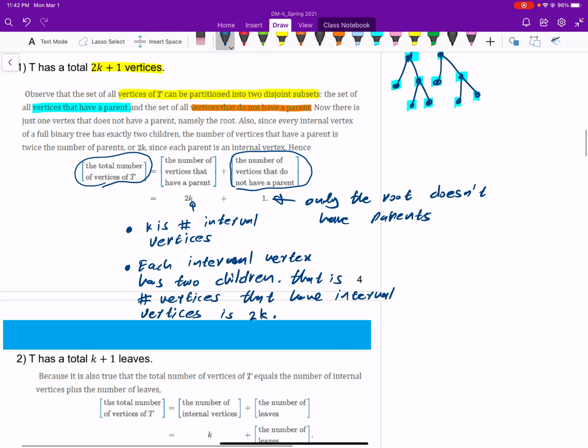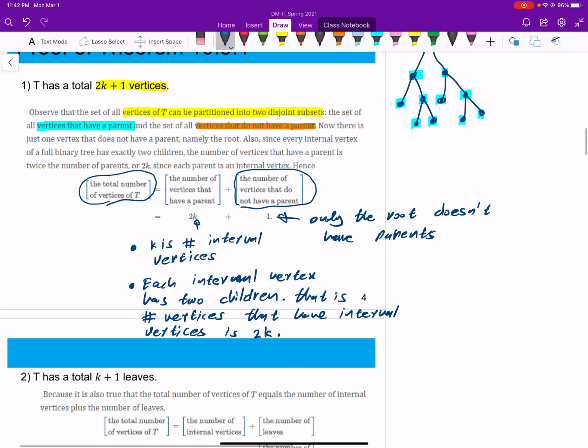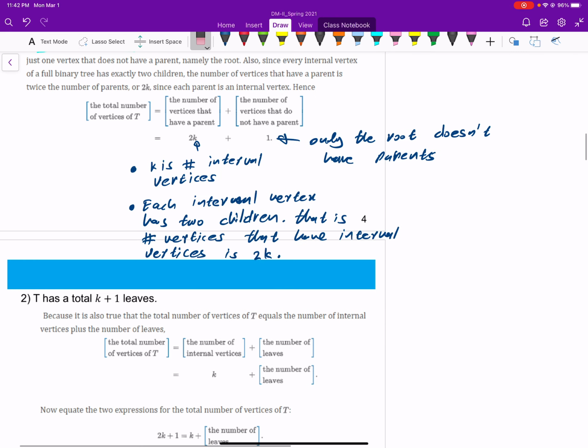All right. Now the answer is 2k plus 1, which is right here. The total number of vertices is the number of vertices that have parents, which is 2 times k, and the number of vertices that do not have parents, which is 1. So the total number of vertices is just 2k plus 1. Okay, so that is clear to everybody. And then let's go to the next slide.